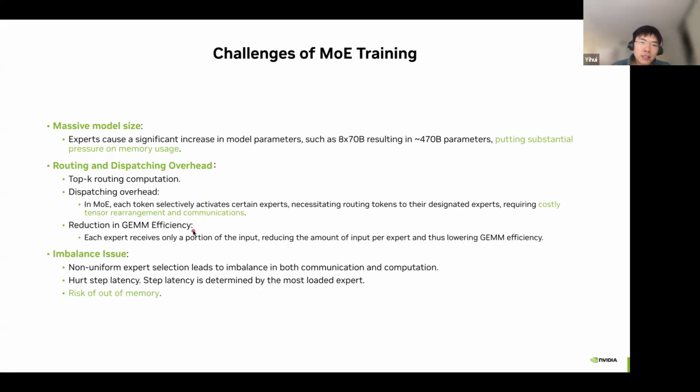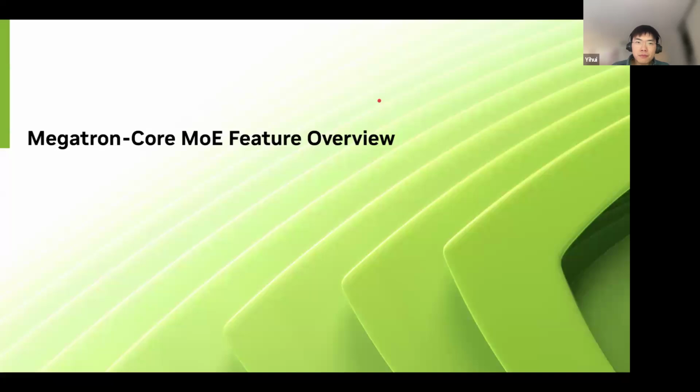It also reduces the GEMM efficiency because you need to loop over all the experts to do the GEMM separately. There's also an imbalance issue: if all of the tokens go to one expert, other experts on other GPUs would be idle. So now let me introduce Megatron-Core MoE, which is how we accelerate these MoE models given these challenges.